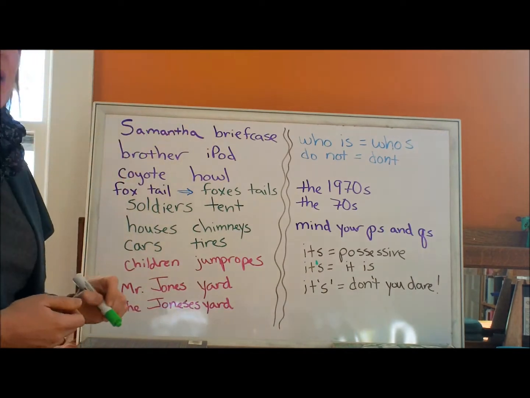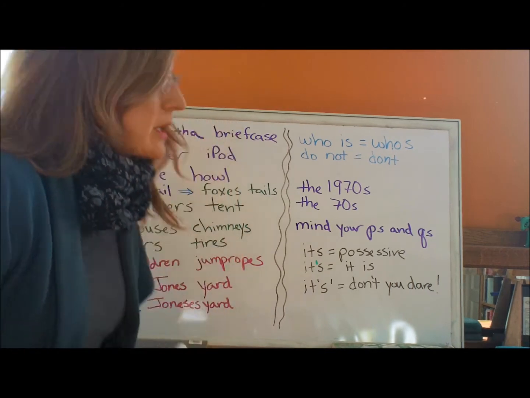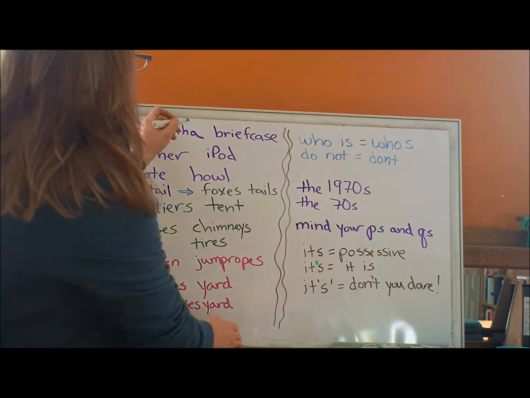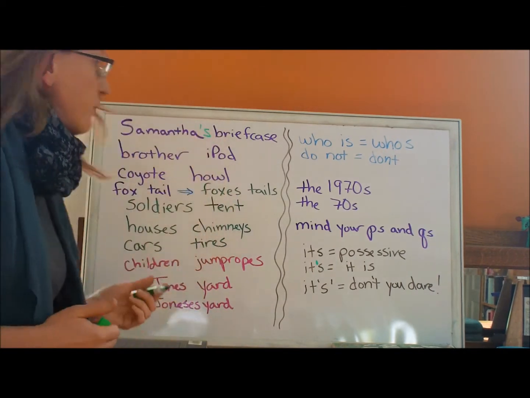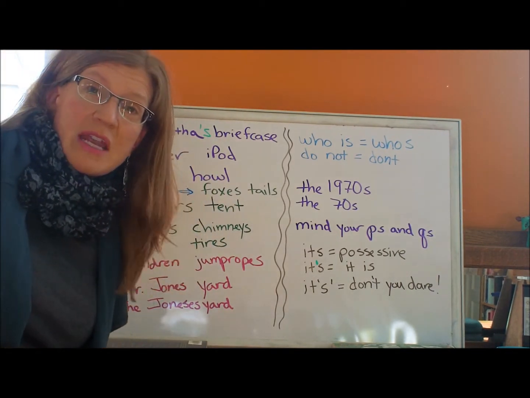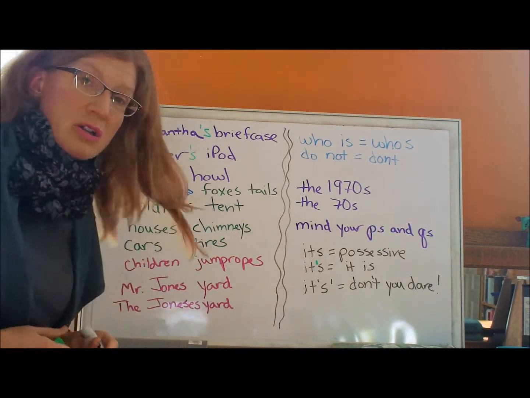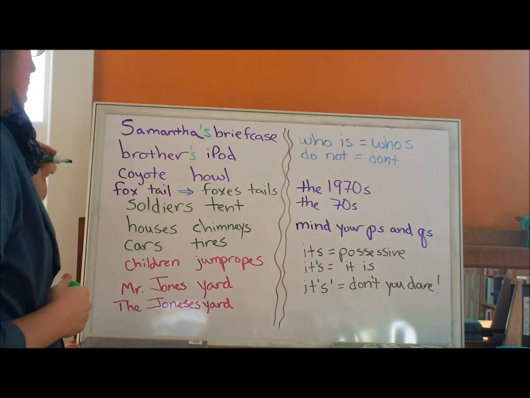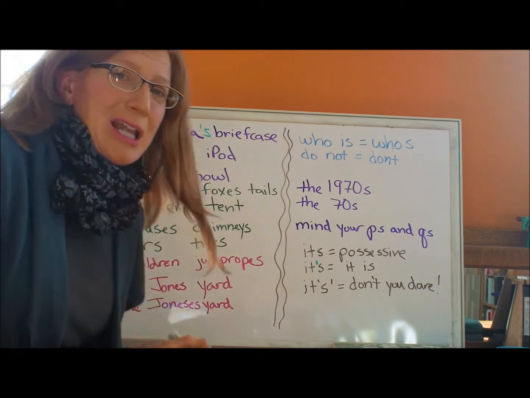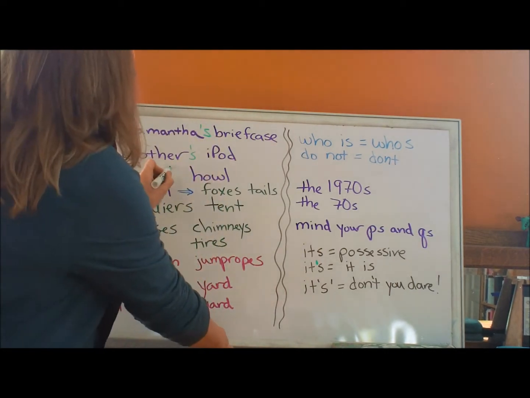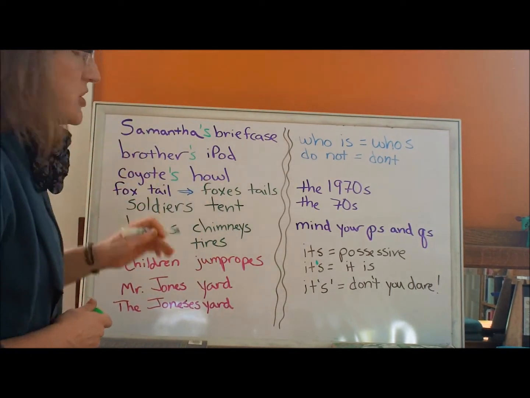If there's a woman named Samantha and she has a briefcase, I hope it's made out of non-animal products, what you would do at the end of her name is you would add an apostrophe S to make it Samantha's briefcase. Easy enough. Same thing. Let's say you've got a brother and he has an iPod. You would want to say it is my brother's iPod. If there's a coyote howling "oh" in the distance, you would say I'm a little afeard of that coyote's howl. So very easy to just add the apostrophe S.